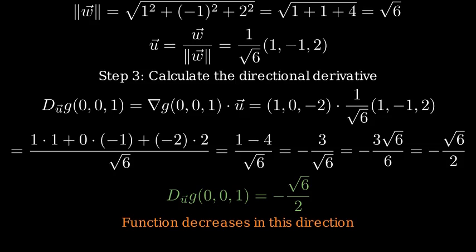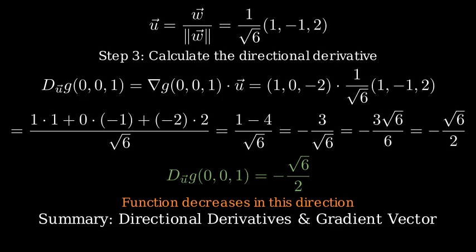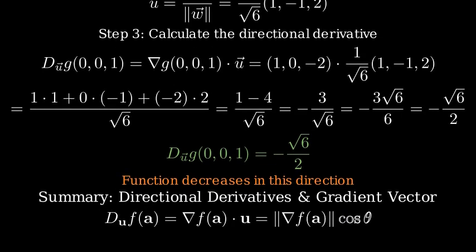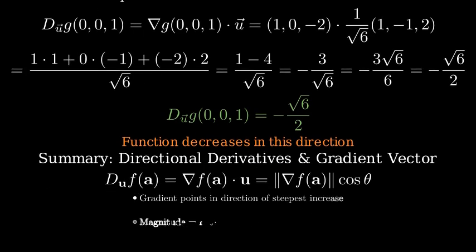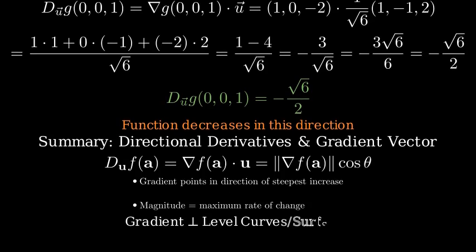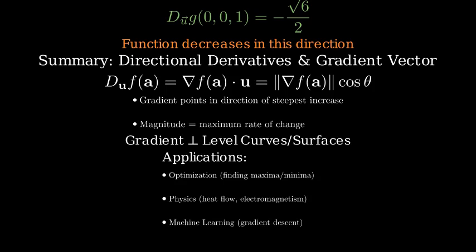Let's summarize what we've learned about directional derivatives and the gradient. The directional derivative measures the rate of change of a function in a specific direction. It can be calculated using the dot product of the gradient and the unit direction vector. The gradient vector points in the direction of steepest increase, and its magnitude gives the maximum rate of change. The gradient is perpendicular to level curves or level surfaces. These concepts have important applications in optimization, where we want to find the direction of steepest ascent or descent, and in physics, where gradients appear in many fundamental equations.